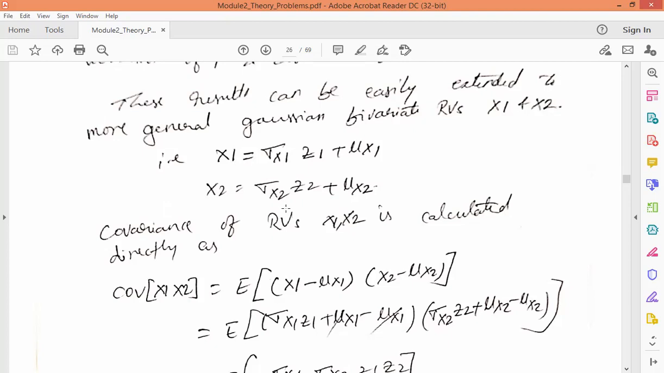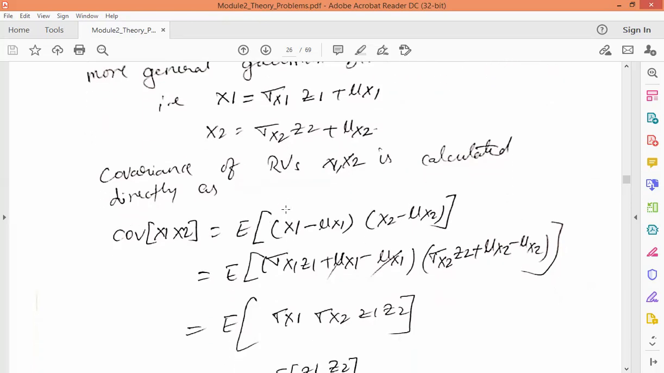And also the covariance of the random variables x1 and x2 can be directly calculated using the equation covariance of x1 x2, which is equal to expectation of x1 minus mu x1 into x2 minus mu x2. Whatever equations we have seen previously, you need to remember them, because if you don't, it will be very difficult to solve the exercise problems also. Here we have seen the definition of covariance: covariance of xy was given as expectation of x minus mu x into y minus mu y. Using the same equation, it has been rewritten in terms of x1 and x2.